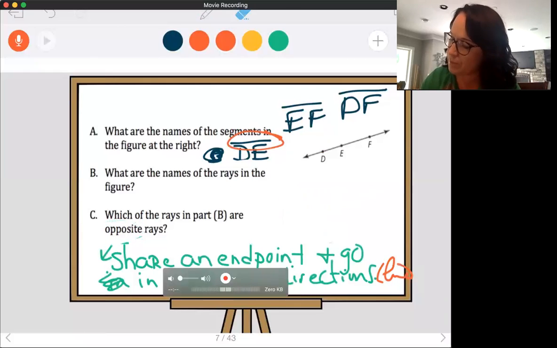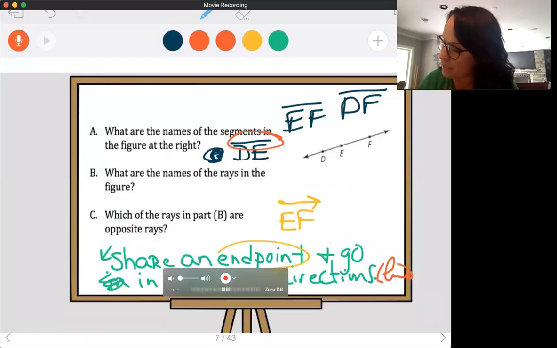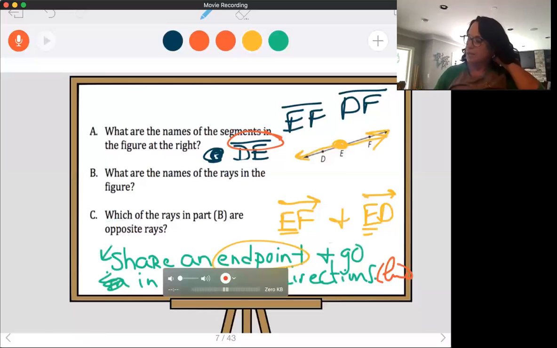All right, so let's go up here and name some rays that are opposite. EF. Now, I have to share an endpoint, so my next one has to start with E, and I have to go in opposite directions, so ED. These would be a pair of opposite rays. Notice they share the same endpoint, and they go in opposite directions, and they make the line. And again, I'm just doing one set.